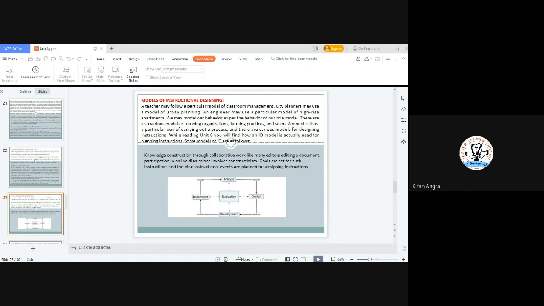Which media will be used will be decided. Media will be planned, and subject content is selected and analyzed as per instructional goals and objectives during this phase of design. In other words, I can say the content that fulfills a particular objective is selected and organized.